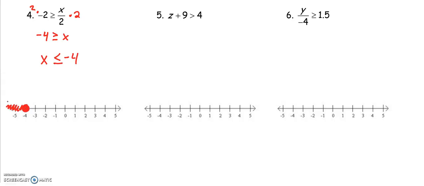Number 5, z plus 9 is greater than 4. So I'm going to subtract 9 from both sides. z is greater than negative 5. So I'm going to find negative 5 on my number line with no bar. That means it's an open circle. And I'm going to shade to the right.